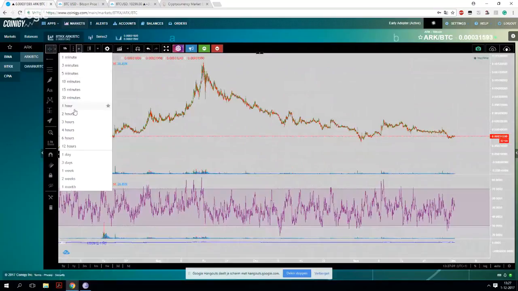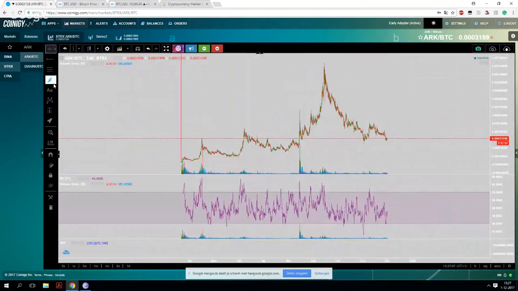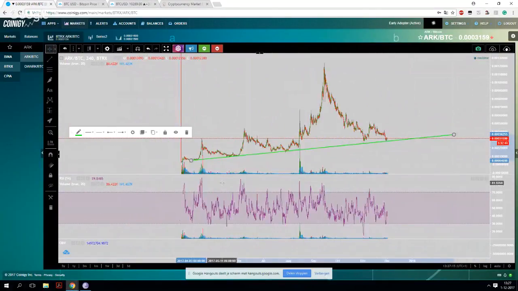There's only one thing to look at for ARK ever. It's very simple, and that would be the trend line. This has always turned out to be a good buy level. So I would say just buy.